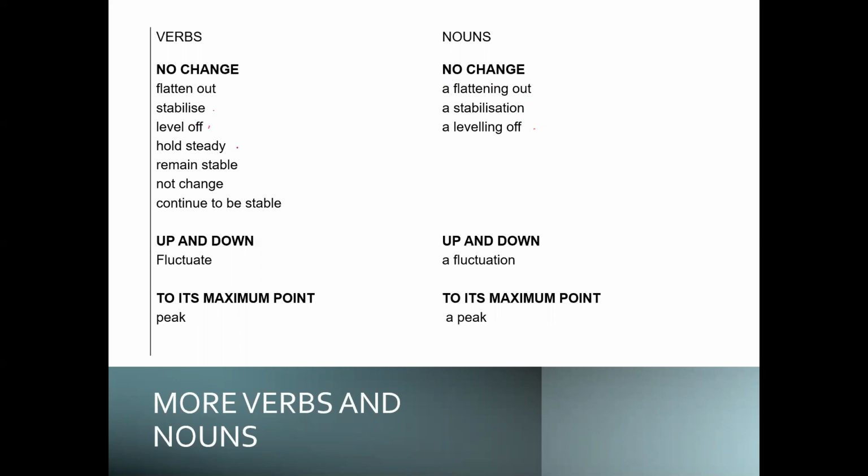Hold steady berarti dia juga tetap aja, remain stable, not change, continue to be stable, itu sama aja. Oke. Tapi kalau misalnya naik turun, berarti itu adalah fluctuate atau there is a fluctuation. Kalau misalnya dia sudah ada di titik tertinggi dari semuanya, berarti dia peak. The number of passengers peaks at 8 a.m., for example, or the peak of the number of passengers is at 8 a.m.